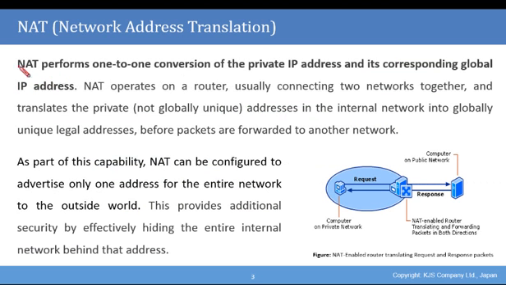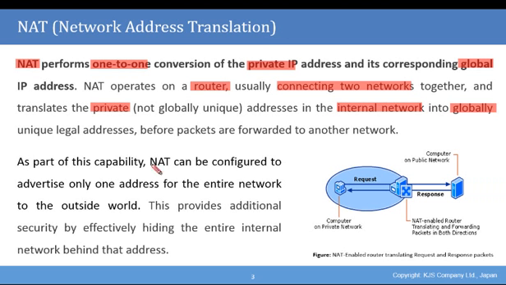So here let's have a look at NAT. NAT stands for Network Address Translation. This performs a one-to-one conversion of the private IP addresses and its corresponding global IP addresses. NAT operates on a router, usually connecting two networks together, and translates the private, not globally unique addresses in the internal network into globally unique legal addresses before packets are forwarded to another network.